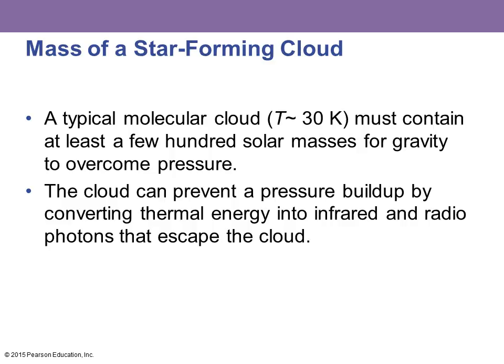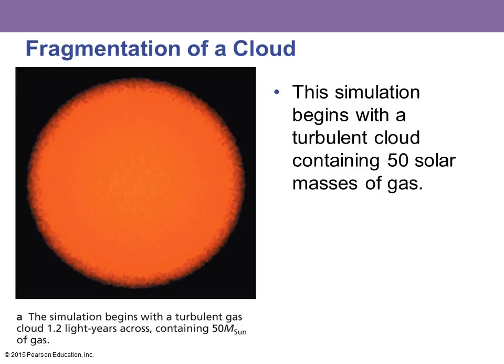A typical cloud of molecules of gas might be as low as 30 kelvins, which is extremely low, slightly warmer than what might be found in interstellar space. And it might contain a few hundred solar masses of dust that gravity eventually pulls together. The cloud prevents pressure buildup by turning some of that heat energy into infrared and radio waves, and they escape the cloud. So gravity is kind of king here, where it's pulling the particles inward.